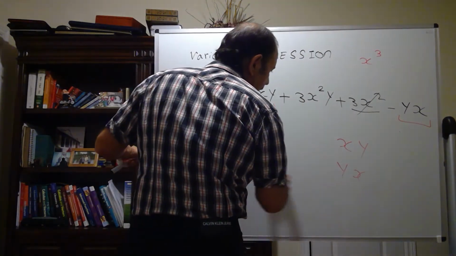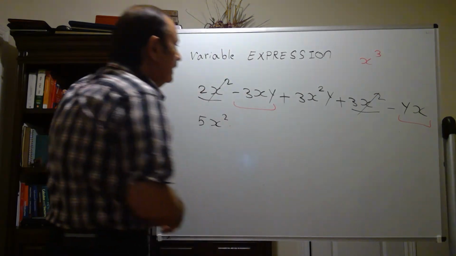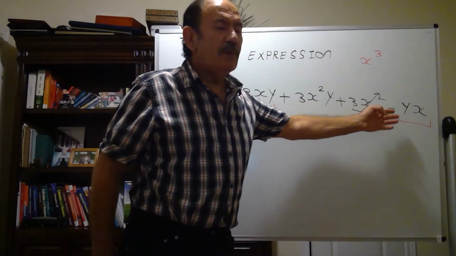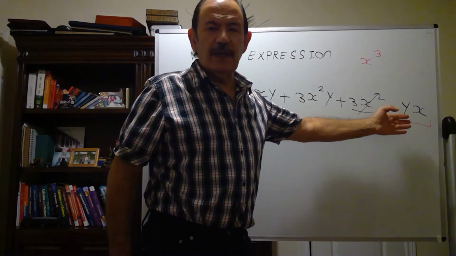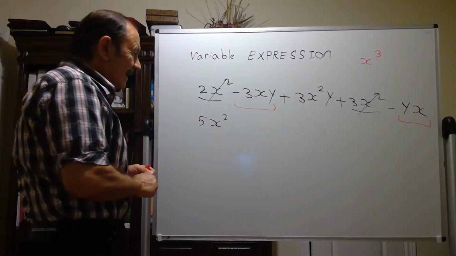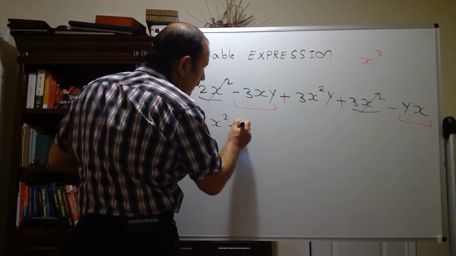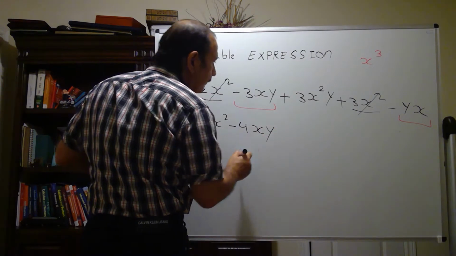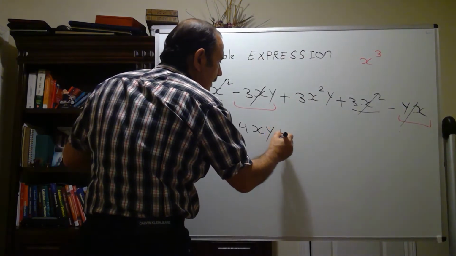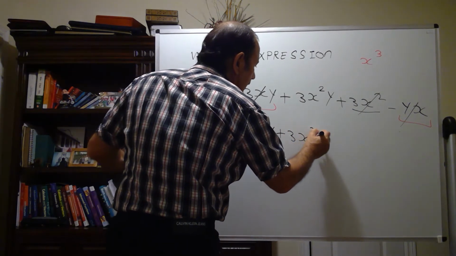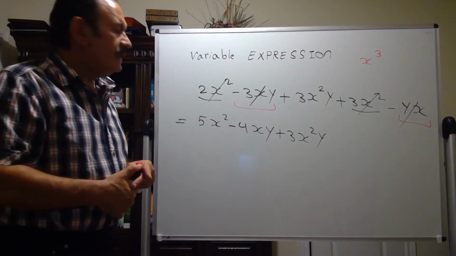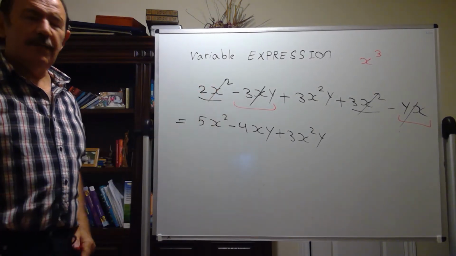Now, this one is negative 3xy, and negative 1 yx, or xy. They are the same thing. Negative 3 plus negative 1 is going to be negative 4xy. Okay, this one and this one. And plus 3x square y. The bottom expression is the simplified form of the top expression.